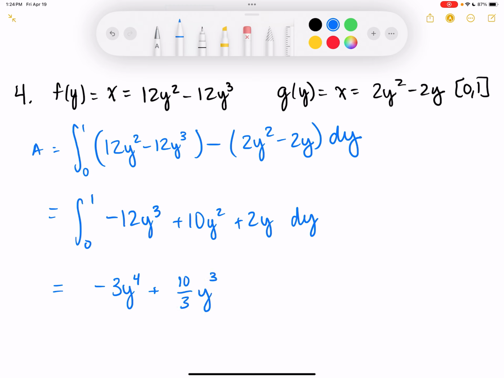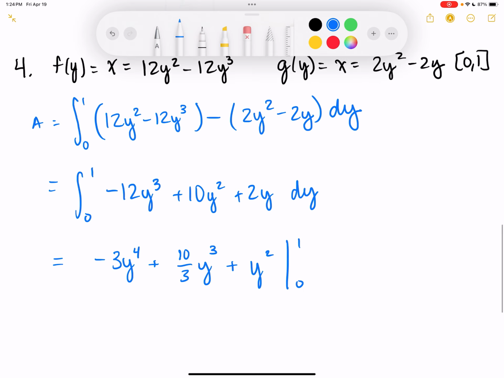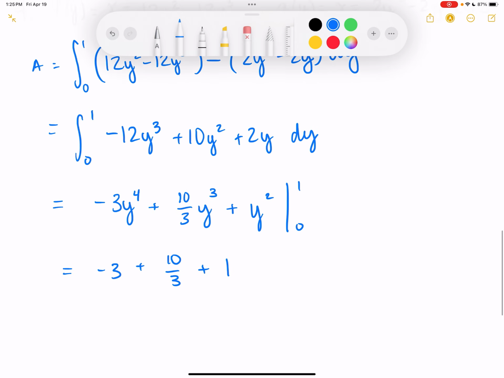And the last one? Y squared, and all that's evaluated from 0 to 1. Obviously with the 0, everything's going away, so all I have to worry about in this one is the 1. So it's just going to be negative 3 plus 10 over 3 plus 1. And when you get a common denominator and all that, it ends up coming out to 4/3.